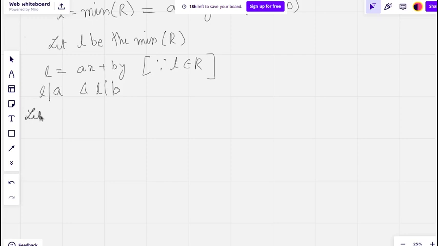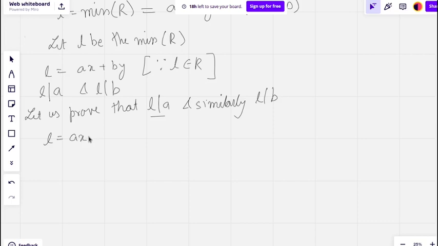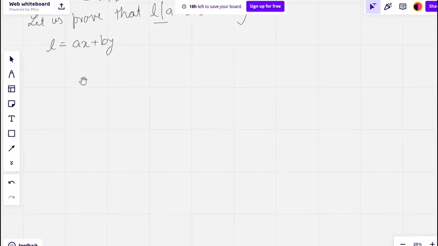Let us prove that L divides A, and similarly we can say L divides B. So we will just prove L divides A, and similarly we can also prove that L divides B. Alright, so now we know that L equals AX plus BY. Okay. Now in order to prove that L divides A, we'll prove it by contradiction.